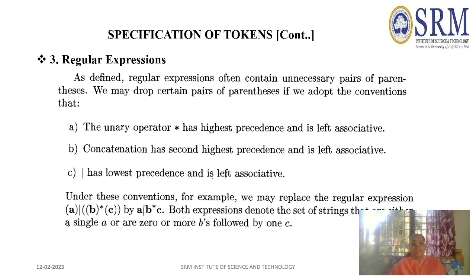For example, according to this induction method, we can describe an expression like (A or B) star C, which can be written as A or B star C. Both expressions denote the set of strings that are either a single A or zero or more B's followed by one C. A is a single A, you may have it or you may not, B is zero or more times, and C is only one C at the end.